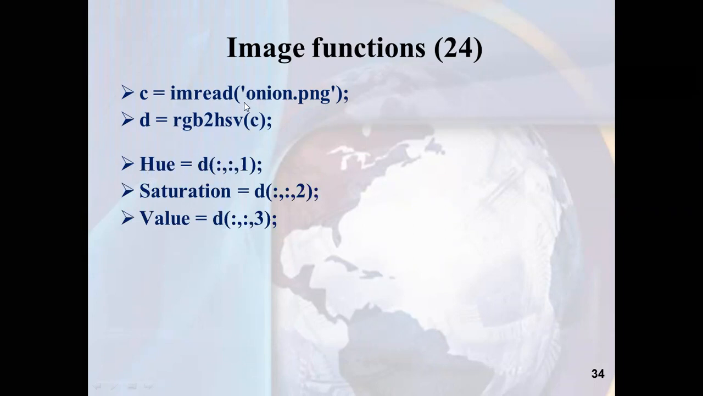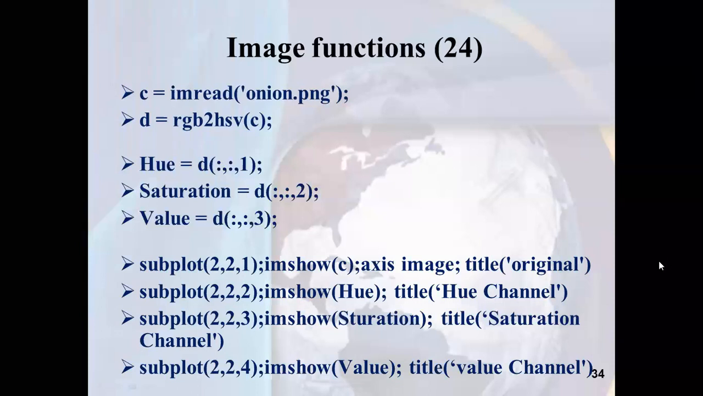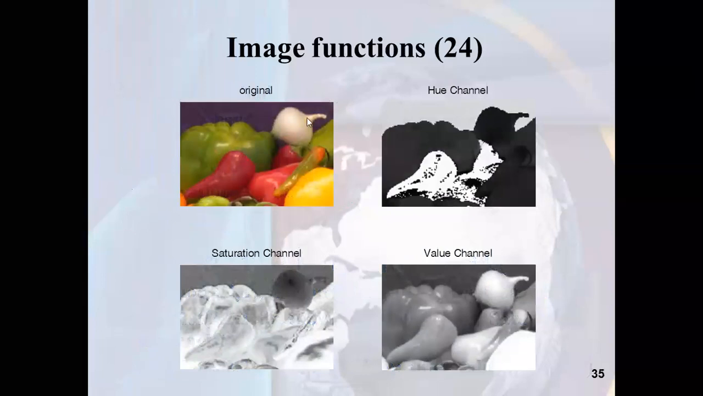So to transform the color space from RGB to HSV, we use the function rgb2hsv. And also we can write H alone, S alone, and V alone. This is the hue channel, which gives the different color values. The saturation channel gives the purity of the colors, and the value channel gives the brightness of the colors. This is hue, saturation, and value.